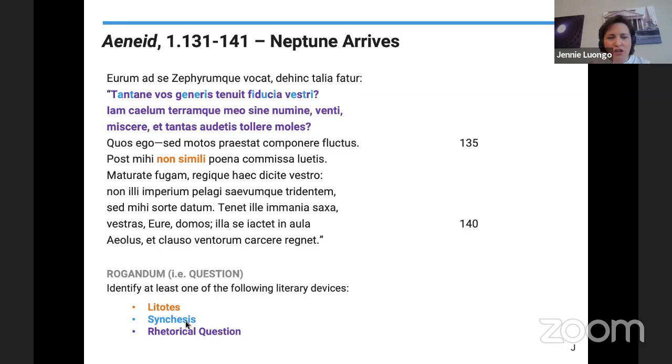So he actually starts with some rhetorical questions. And the first one includes great ABAB word order. So he says, has such trust in your kind held you? Like, did you think you were all that? And he addresses them directly. He says, venti, audetis, do you dare to mix the sky and the land, terramque, meo sine numine, without my divine will, and to raise such masses, tantas moles?